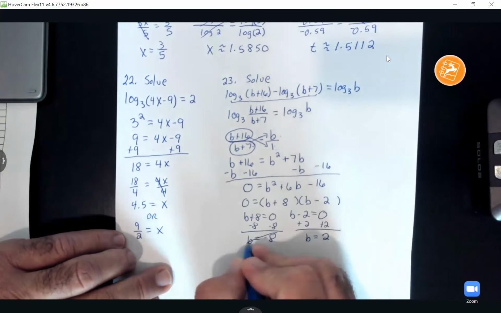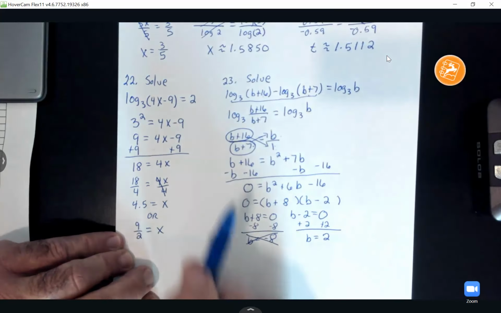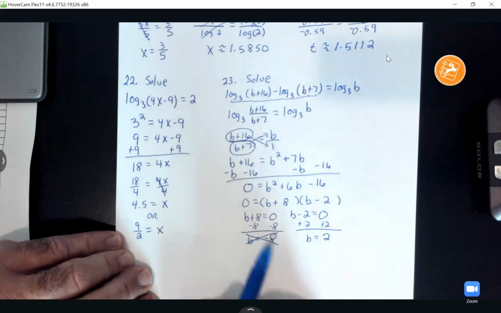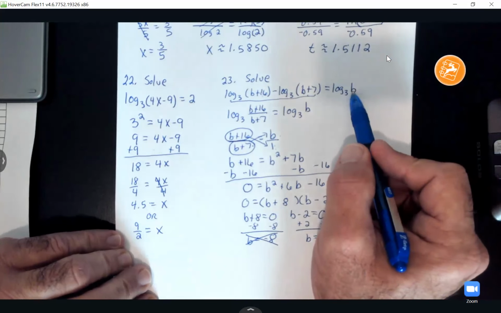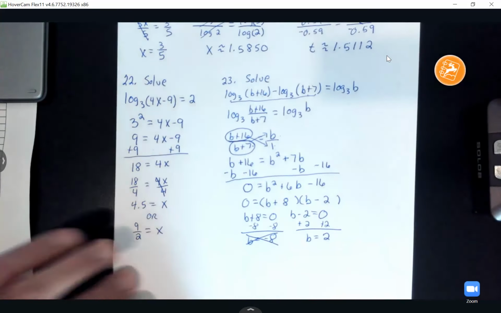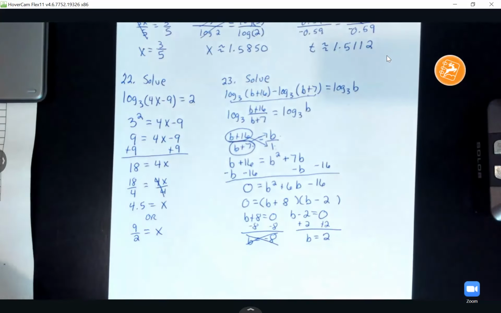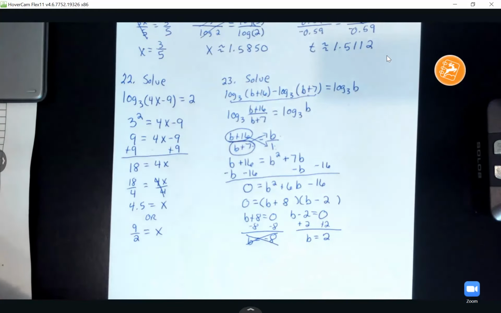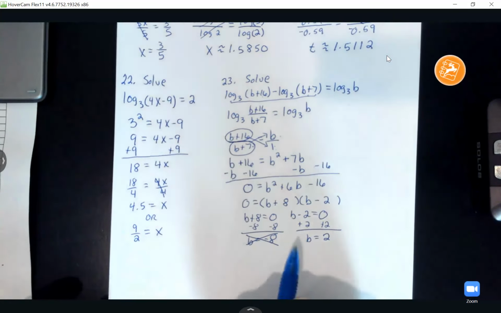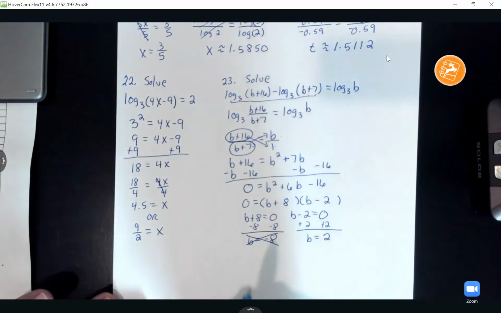Remember, we can't take logs of negative numbers. So if you're doing a log equation and you get a negative answer, you got to throw it away, because as soon as you plug that in for that b, you're going to get an error message. Okay? Remember, we were getting error messages that said non-real results and stuff like that. So only take the positive answers on number 23.